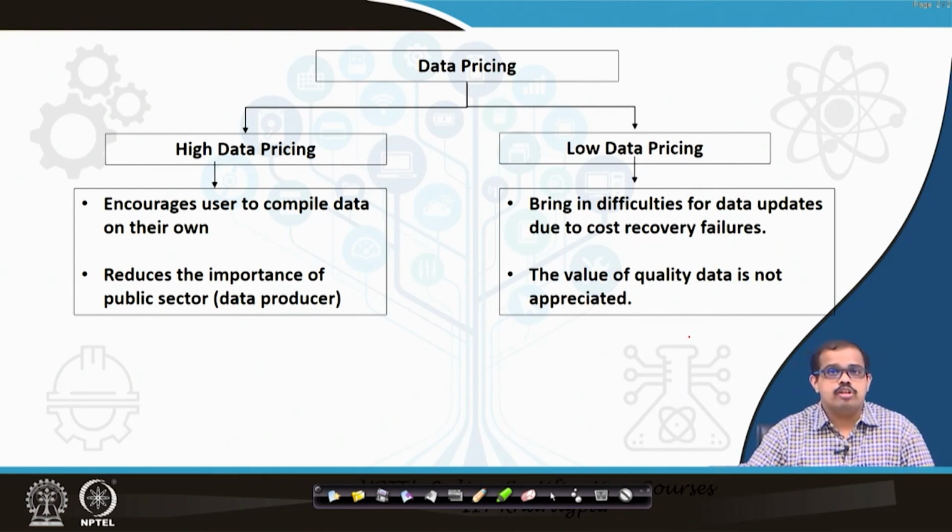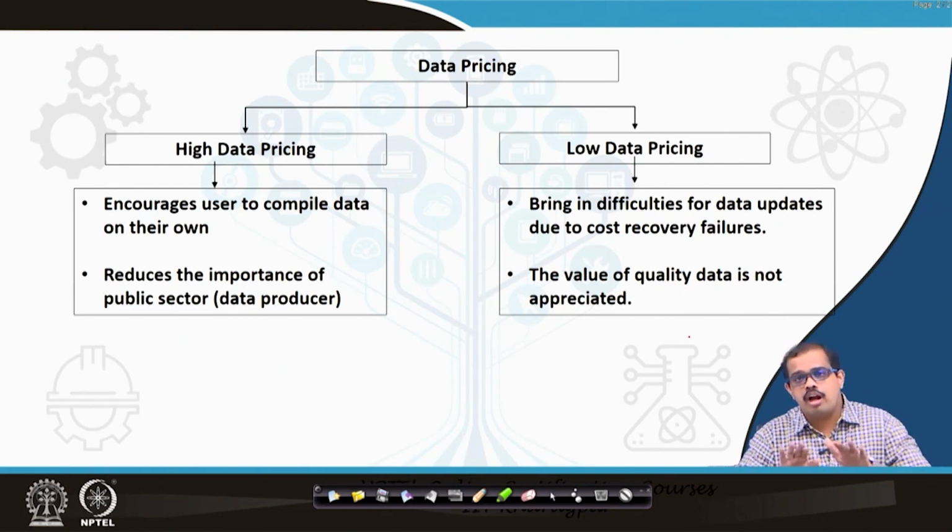If, in that context, you have a low data pricing policy, it brings difficulty in data updation due to cost recovery failures. Your data has to be updated every now and then, so it has to have certain values. If the cost is actually very low, and many of the government agencies today charge extremely little for the data, then it may not be feasible to update the data. That is why most of the government data is outdated. So if you really have to update, your pricing should be competitive enough but not very high.